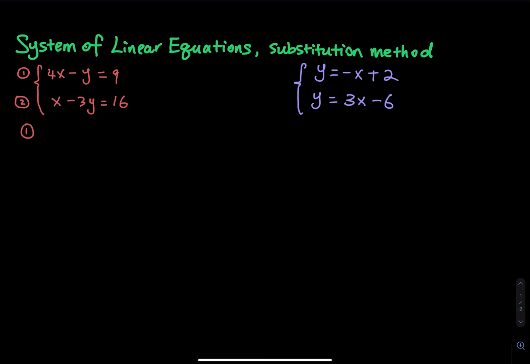So number 1, we have 4x minus y equals 9. Let's express y as a function of x, or y in terms of x. So I am going to swap the position of y and 9. So that is 4x minus 9 equals y. Now this is y in terms of x. I am going to substitute this y into the second equation. So the second equation becomes x minus 3 times y, which is 4x minus 9, equals 16.